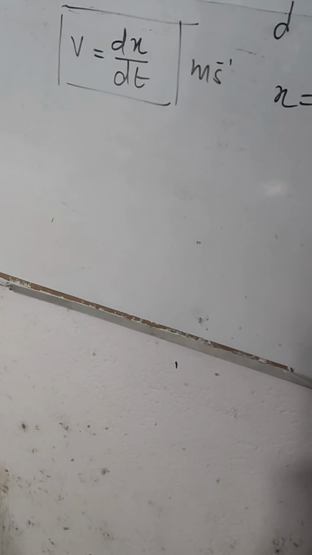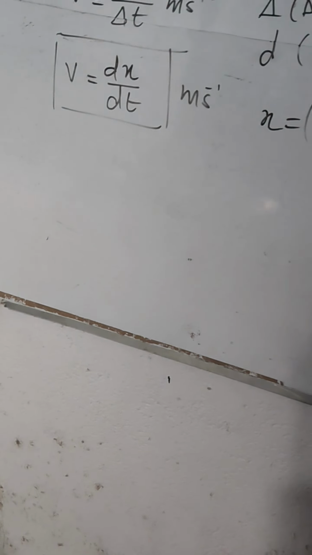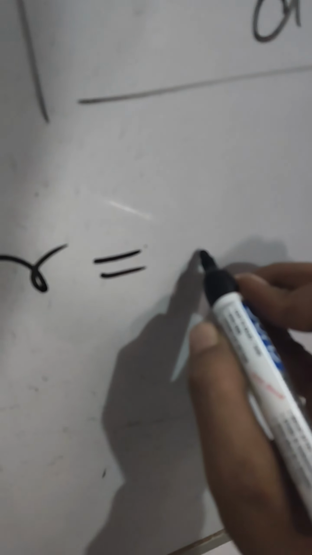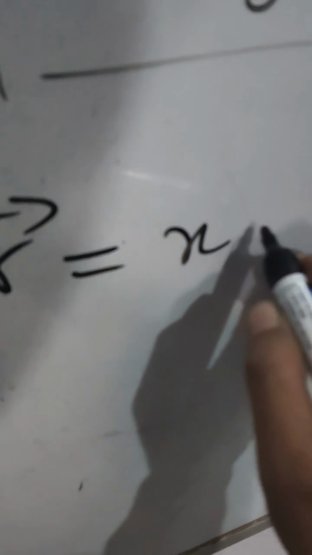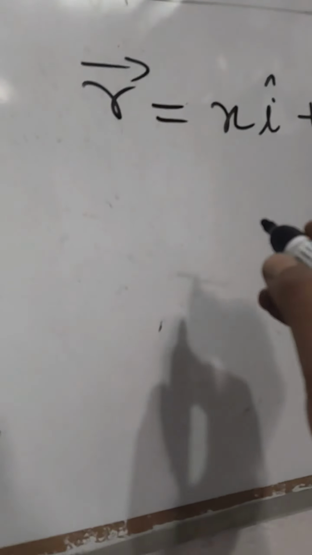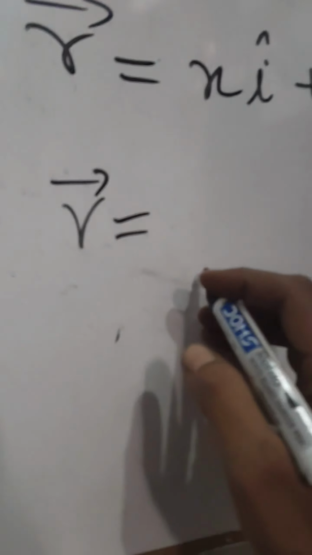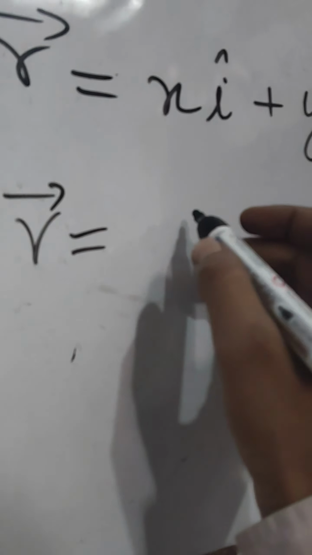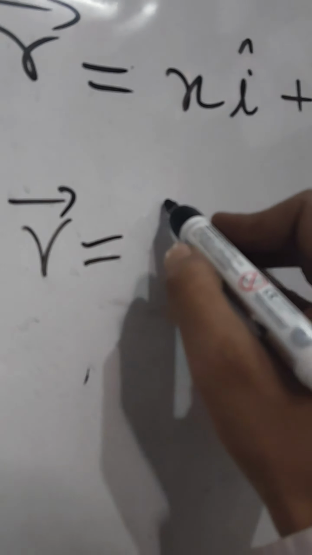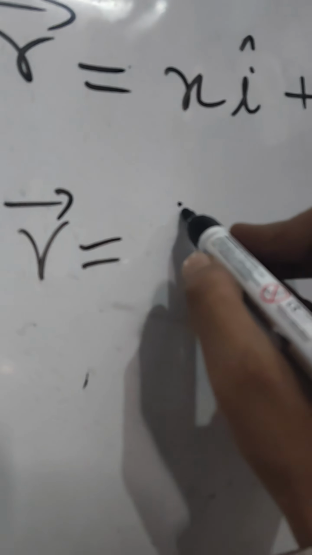One more thing I want to tell you is that in the last formula we have known that position can be in terms of vector x i cap plus y j cap. In this situation, velocity is also a vector quantity. Its direction depends upon acceleration. So in terms of this, we can write dr vector by dt.